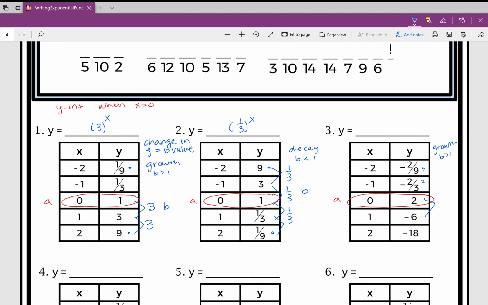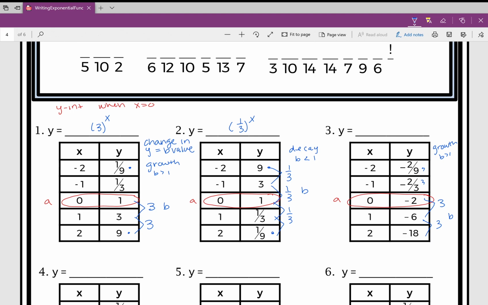So what number multiplied by -2 will give us -6? That number is 3. We can test that again here. -6 times 3 gives us -18. So again, that's correct. Our growth value is 3, so that's b. And then we just need to plug it in.